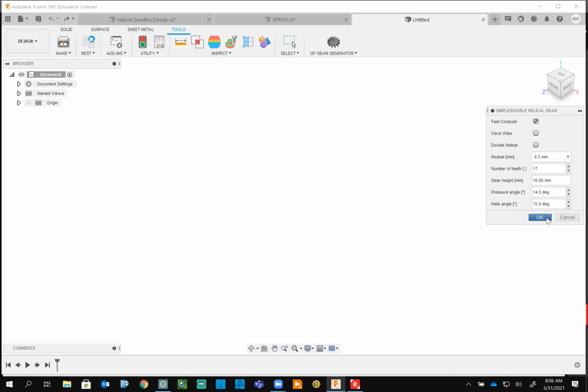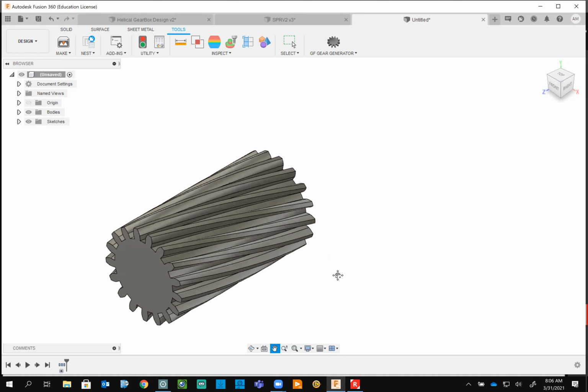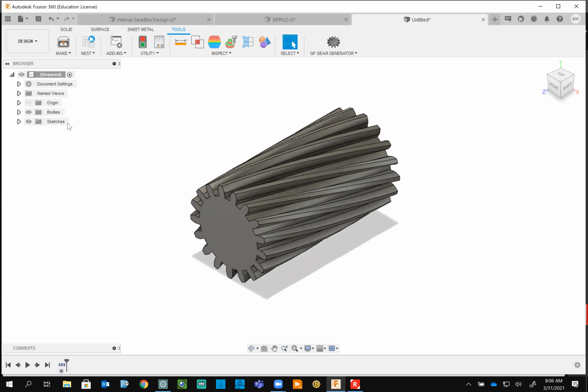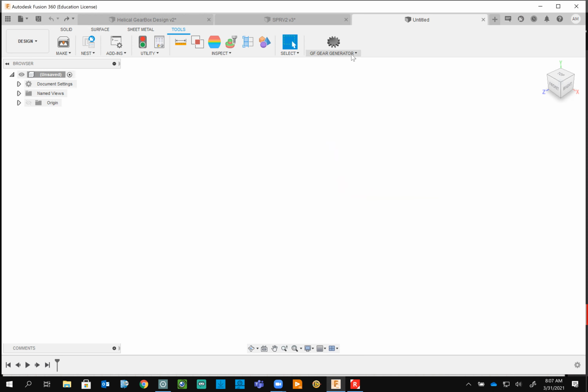And then the helix angle, because we are modeling a helical gear, right? That is the angle between each tooth and the main axis. So this is your gear. And let's say if you want to have a shaft there, or let's make a bigger one. So I'll do it one more time.